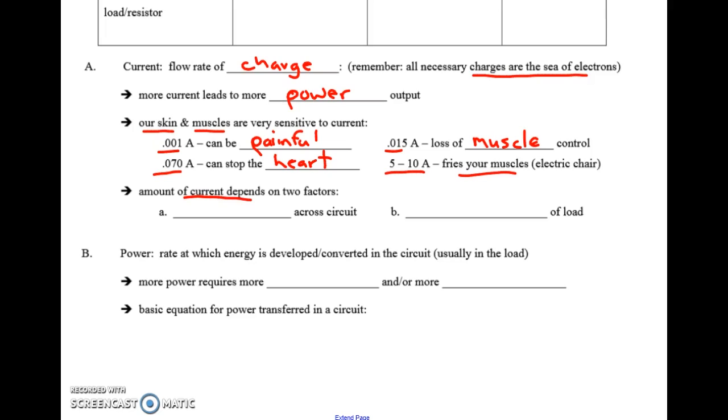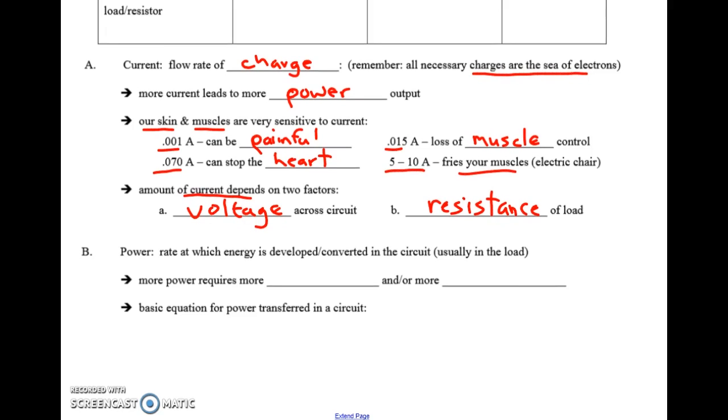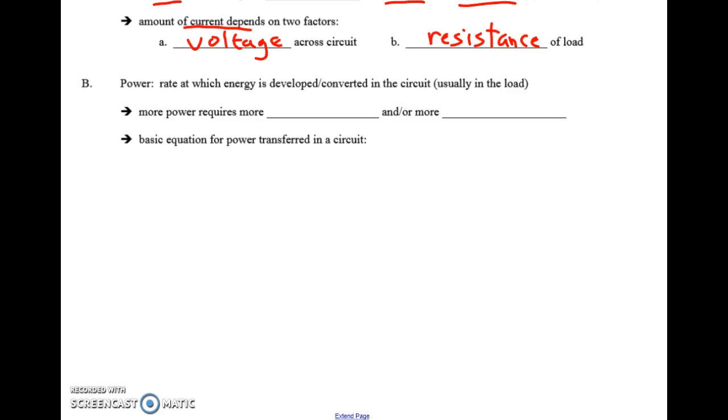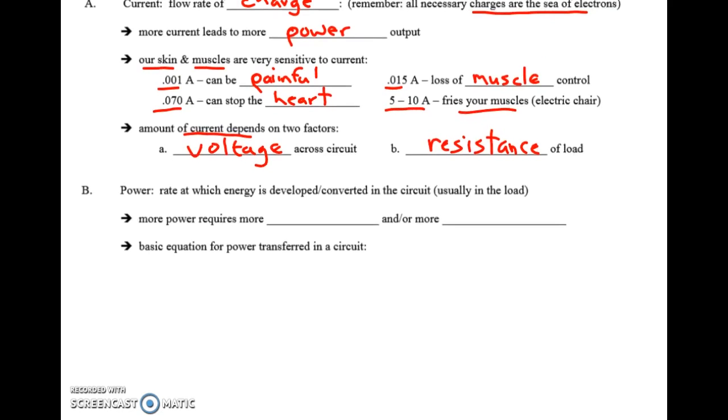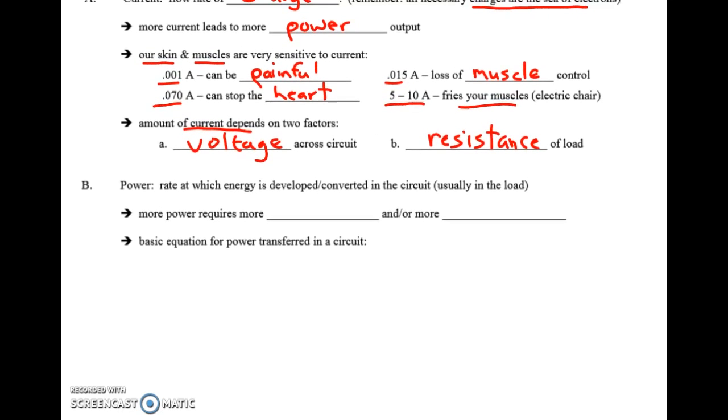The amount of current depends on 2 factors, okay? The primary thing is the voltage across the circuit. And another one is the resistance of the load. We'll discuss that later on next week, okay? So just understand, you can't just dial in whatever current you want. It's a response to how you set up the circuit. And the 2 things you control in a circuit are what you put in the circuit and the voltage. All right, so the last measurement that we want to look at is power, okay?